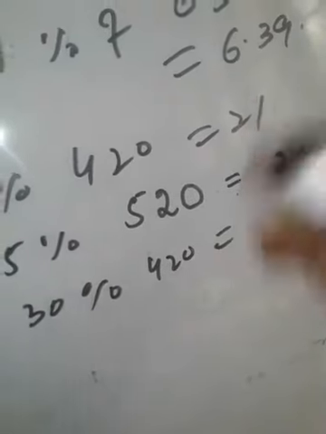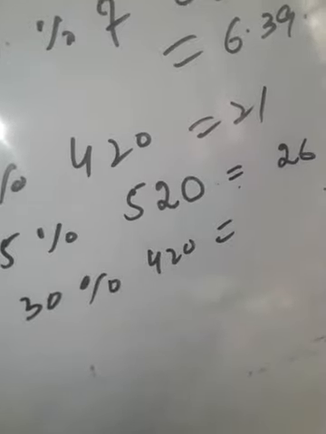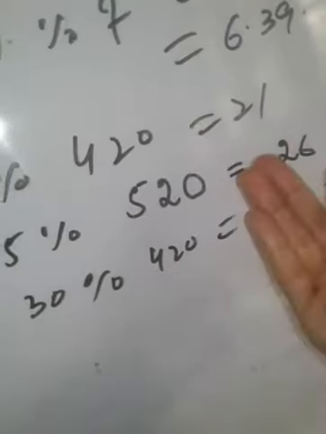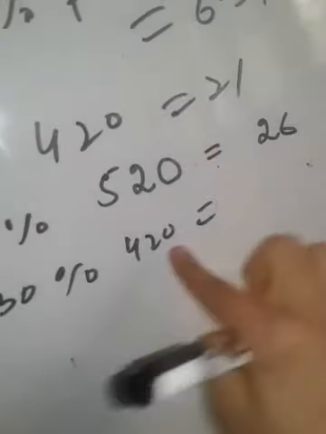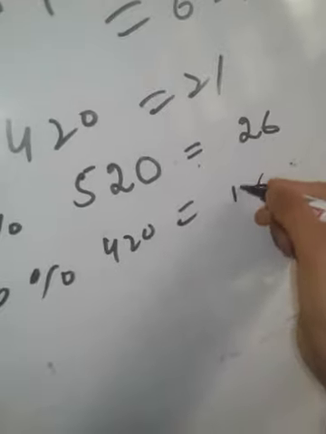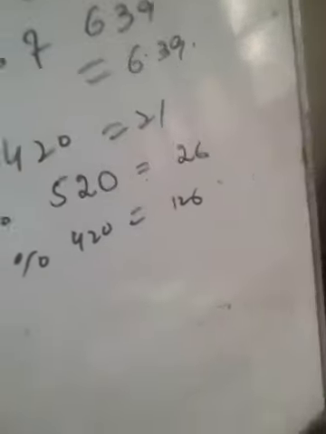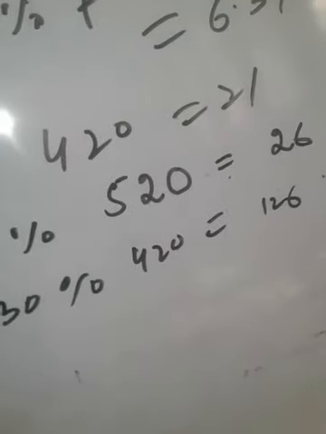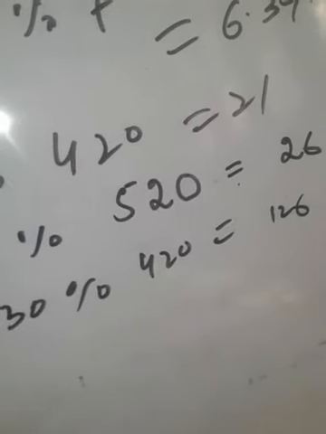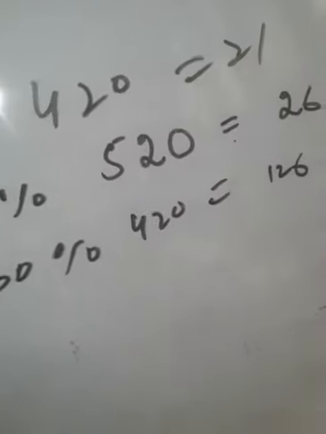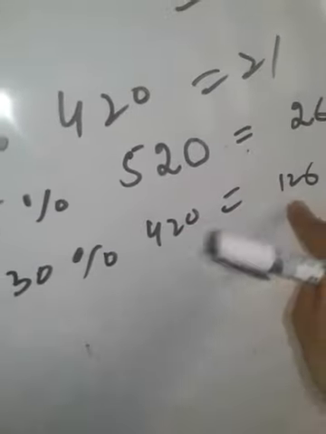30 is how many times of 10? It is 3 times. So if 10% is 42, what is 30%? Multiply this by 3. 3 times 2 is 6, 3 times 4 is 12. This is 126. 30% is 3 times the 10%. If 10% is 42, multiply it by 3 to get 126.